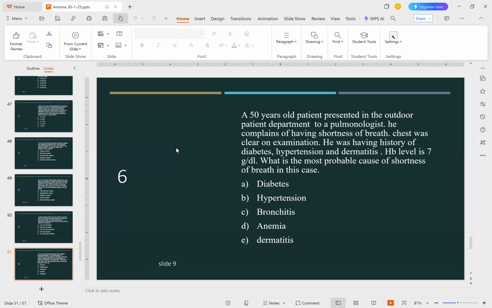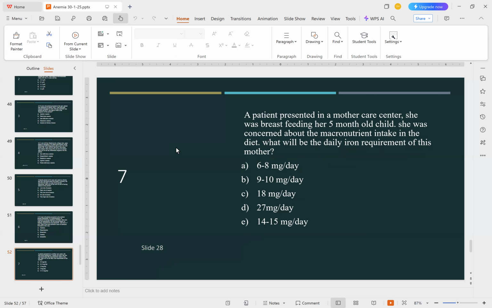A 50-year-old patient presented in the outpatient department to a pulmonologist. He complained of shortness of breath. Chest was clear on examination. He had a history of diabetes, hypertension, and dermatitis. HB level is 7 gram per deciliter. What is the most probable cause of shortness of breath in this case? Diabetes, hypertension, bronchitis, anemia, and dermatitis. It's D, anemia.